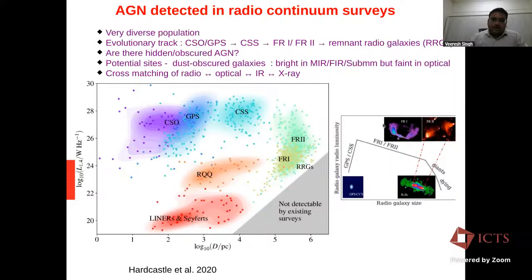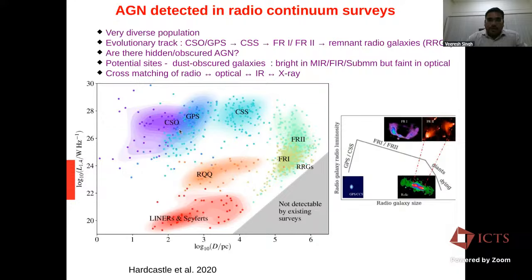And what you can see here is that there are two populations. Seyfert galaxies and LINERs are radio quiet sources, and we don't see large scale jets in these sources, and there are radio quiet quasars. But right now I will be focusing on this population, which we can classify as compact symmetric objects, GPS sources, compact steep spectrum sources, FR1, FR2 radio galaxies, and remnant radio galaxies. It is believed that these compact sources evolve into FR1, FR2 type radio galaxies. In fact, it may not be that all compact sources eventually evolve. Many of them get frustrated and never evolve into big radio galaxies.